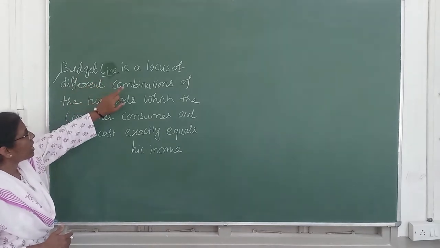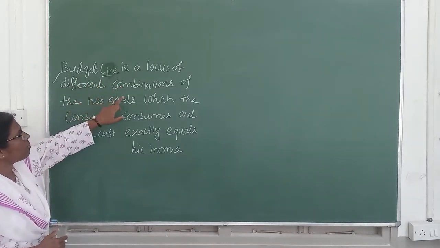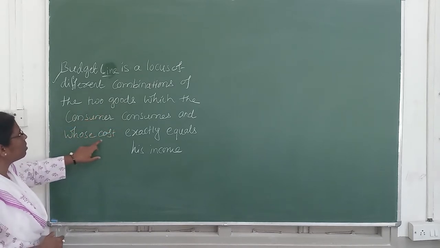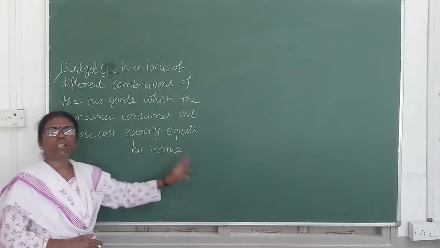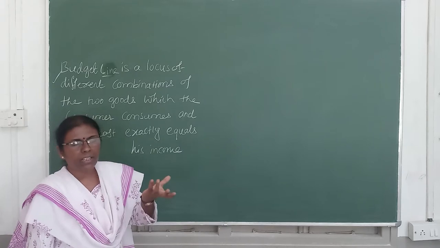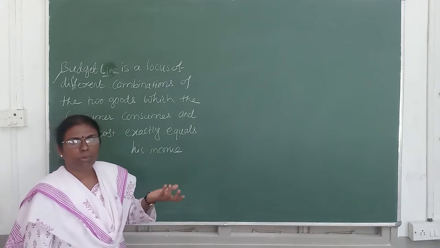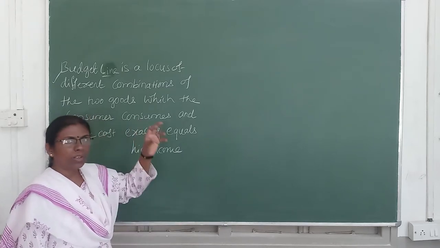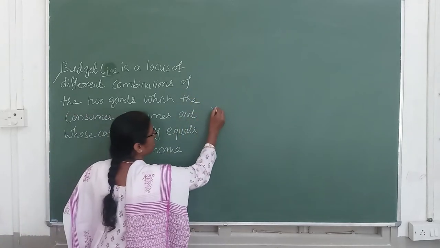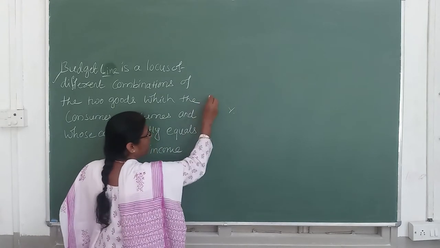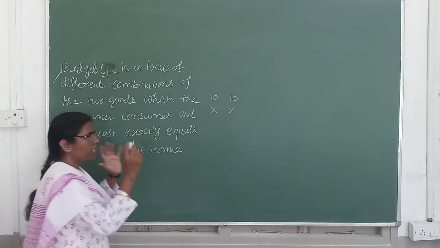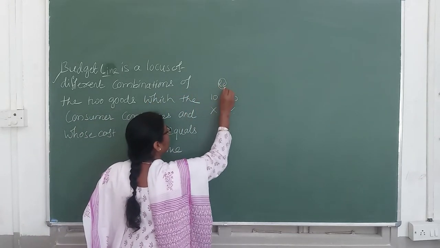Budget line is a locus of different combinations of the two goods which the consumer consumes and whose cost exactly equals his income. The income is limited, and with that limited income he has to get the maximum level of satisfaction by spending on two commodities. Take for example two commodities, X and Y. The price of X is 10 and the price of Y is 10. His limited income is equal to 20 rupees.